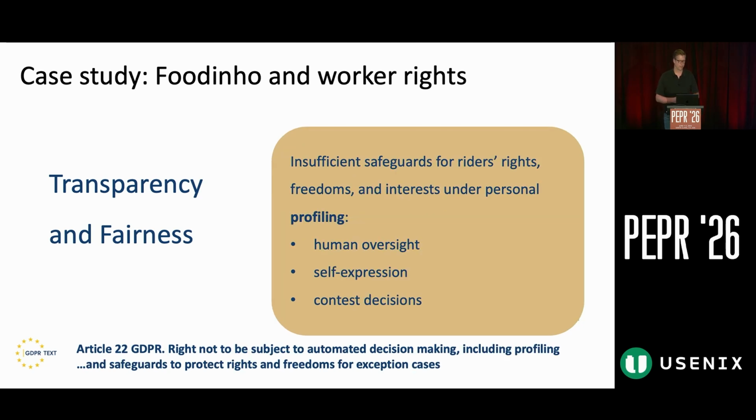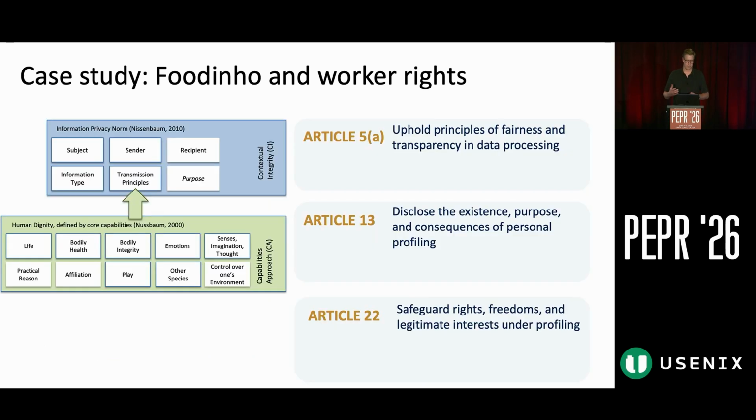And in addition to that, Foodinho also didn't provide human oversight or ways for workers to actually contest the decisions that were based on this excellence rating system. So a bunch of issues here. Now, how can our CASI framework help with this?